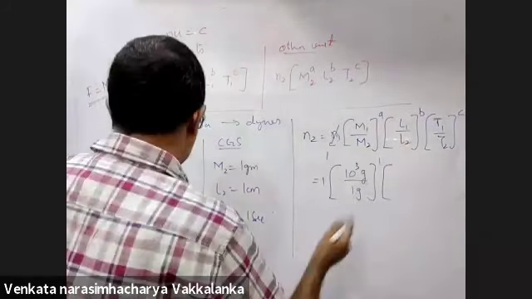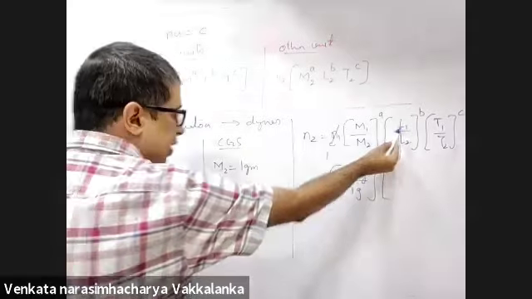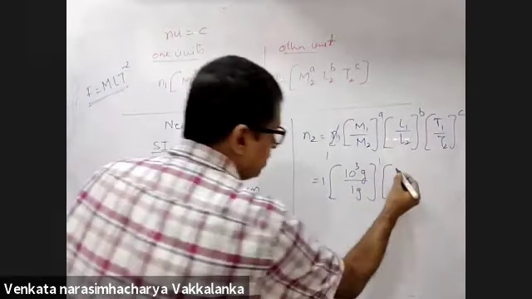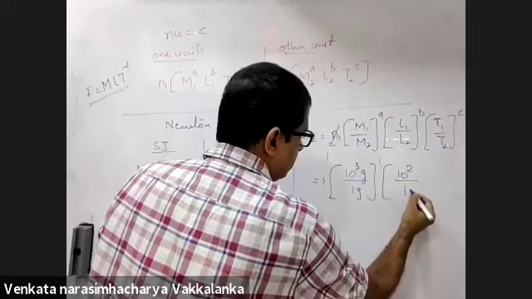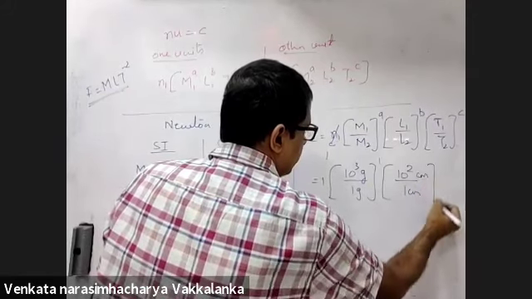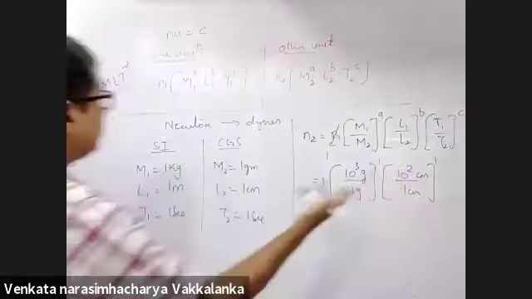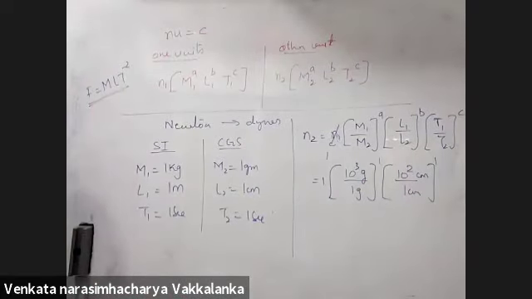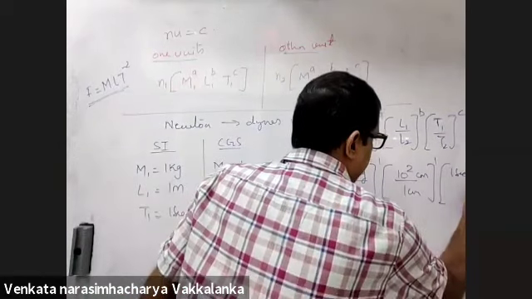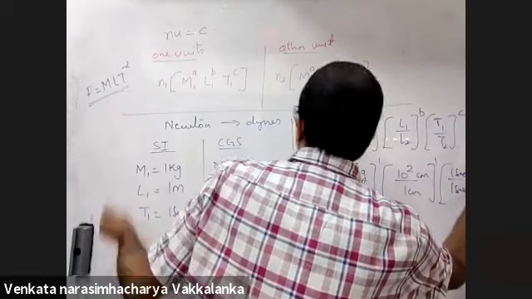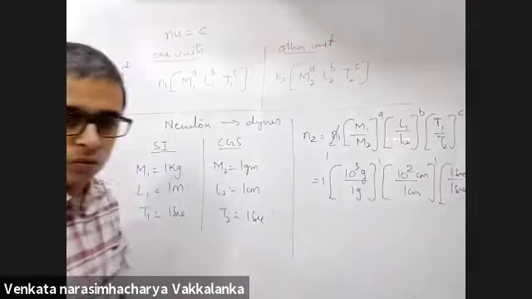Let me substitute. L1 is 1 meter. 1 meter is how many centimeters? 10 to the power 2. So 1 centimeter, this is so many centimeters to the power 1. Why to the power 1? Your dimensional formula, L is to the power 1. T, 1 second, 1 second to the power minus 2.